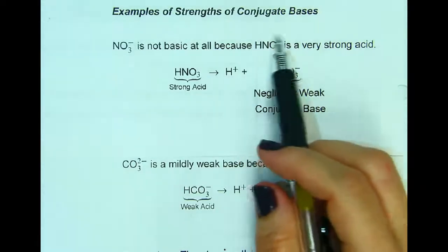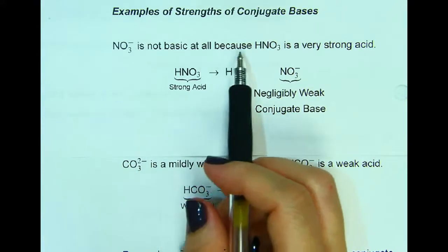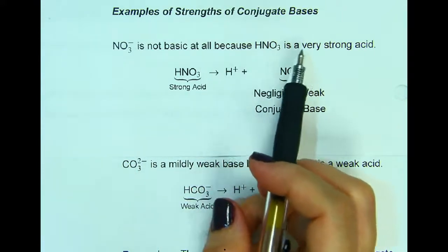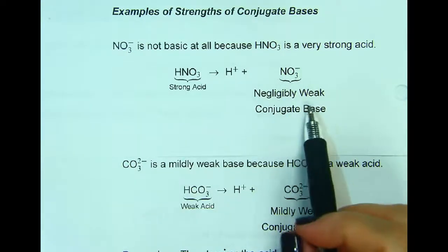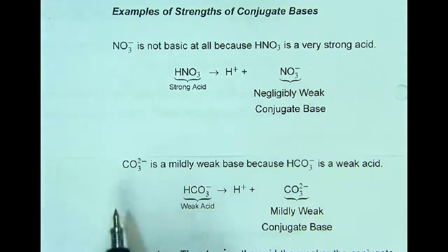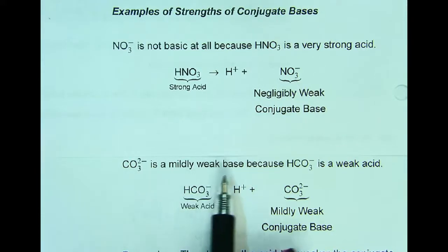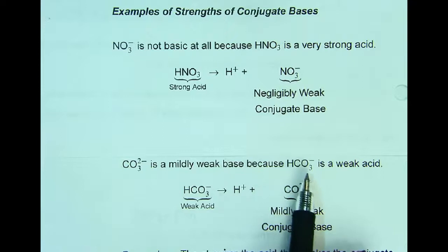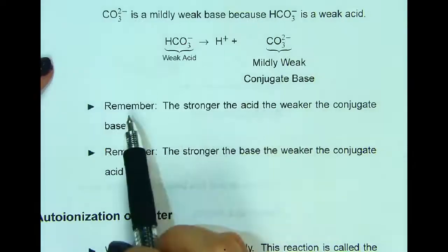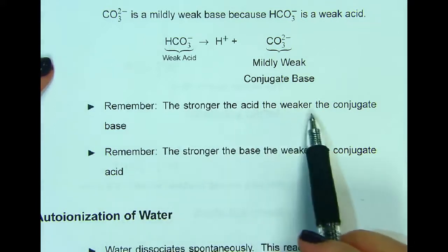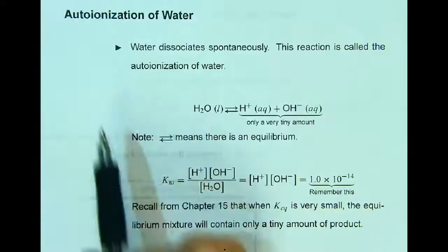Examples of strengths of conjugate bases. NO3- is not basic at all because nitric acid is a very strong acid. So, a strong acid has a negligibly weak conjugate base. CO3 2- or carbonate is a mildly weak base because HCO3- is a weak acid. Remember, the stronger the acid, the weaker the conjugate base. The stronger the base, the weaker the conjugate acid.